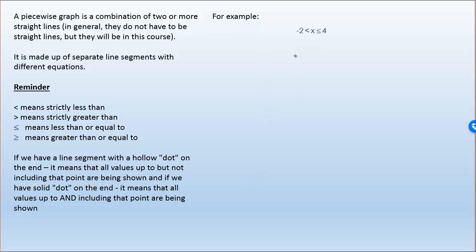For example, if we have this, we can indicate this on a number line. So it's saying that x is greater than -2. So we have a hollow dot at -2 because that's a strictly. We have a filled in dot at 4 because that one's a less than or equal to. And of course x could take any value in between. It can take the value 4 and then any value down to -2 but not including -2 itself.